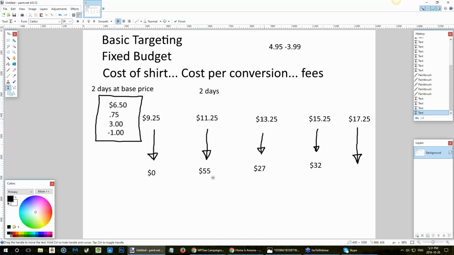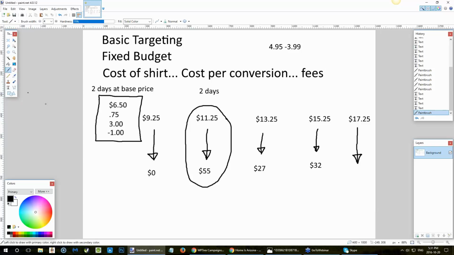It may have been this price point. It may be this one. It may be $17.25. It may be the $15. We have to take a look at this. What is the next step after we've determined that this is magical? What's our next step? Scale it.